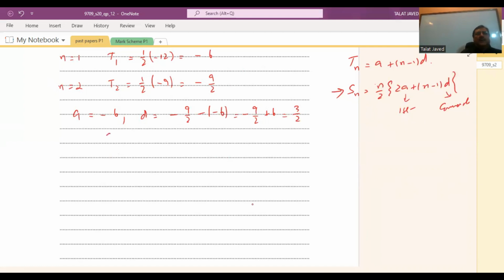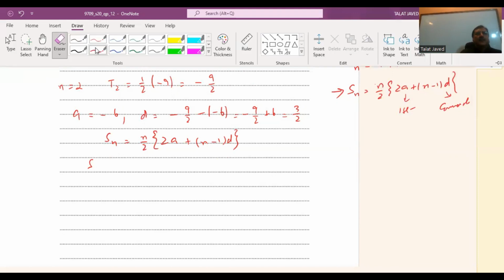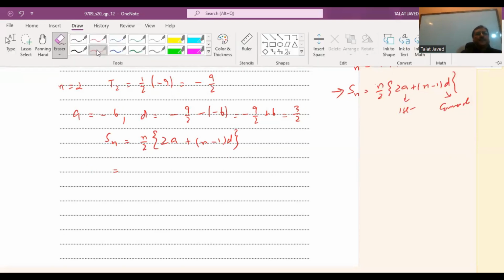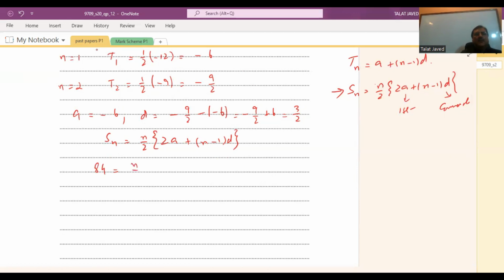Now we apply the formula to find the sum. The formula is Sn equal to n over 2 into 2a plus n minus 1 into d. The sum of the first n terms is given as 84, and we have to find n. So 84 equals n over 2 into 2 into the first term, minus 6, plus n minus 1 into the common difference.